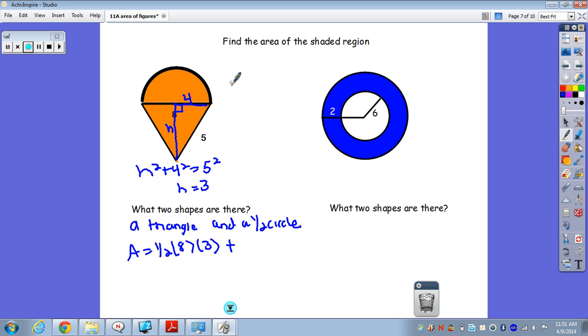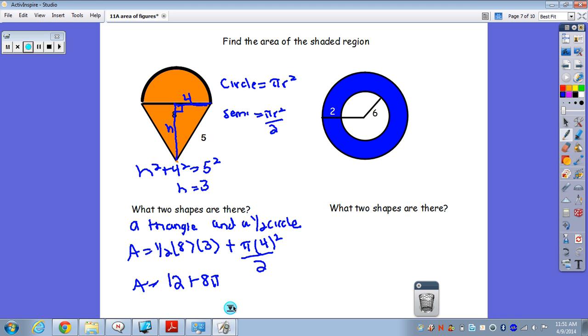And then I would add the area of half a circle. So a circle's formula is pi r squared, and we're actually doing a semicircle. So we take pi r squared and we divide it by 2. So I'm going to do pi times my radius, which is this distance from the center to the circle, so that's 4 squared, and then I'm going to divide by 2. So if I multiply this out, I get a half of 8, which is 4. 4 times 3 is 12, and then 4 squared is 16. 16 divided by 2 is 8. So I have 12 plus 8 pi.